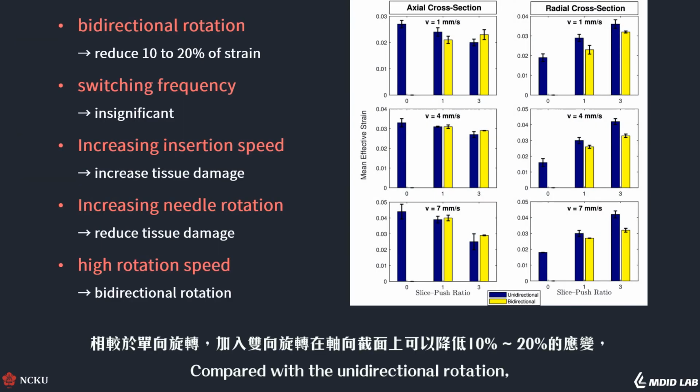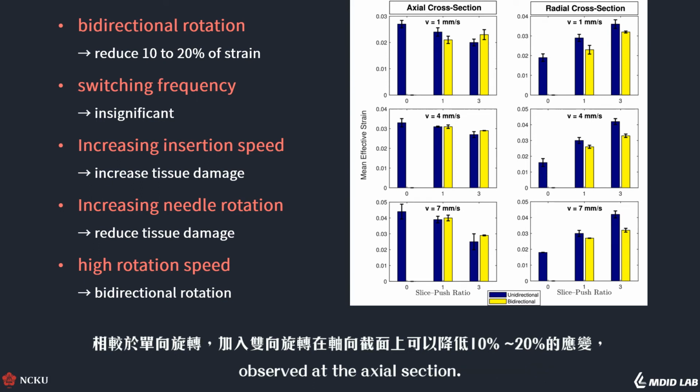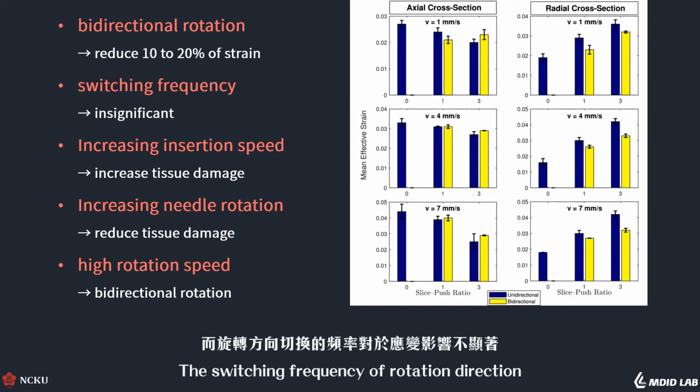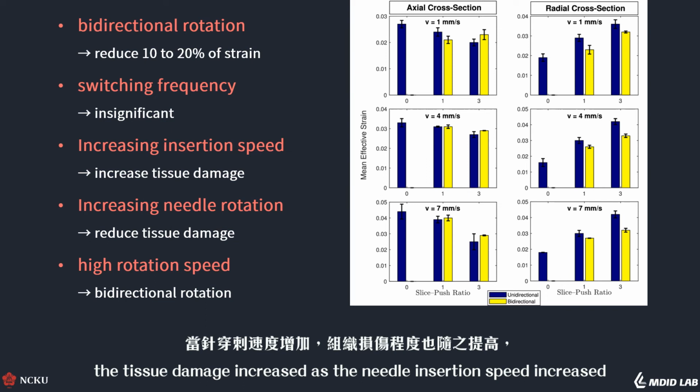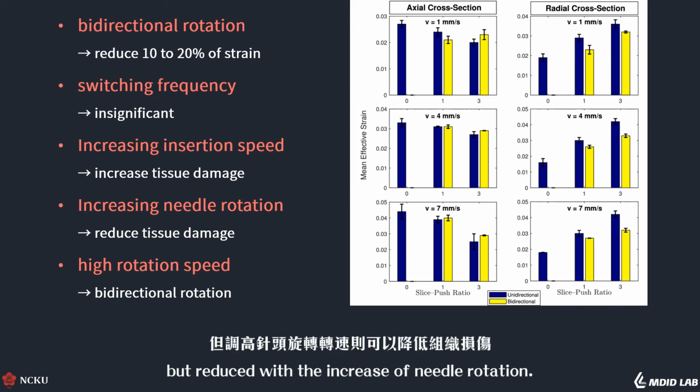Compared with the unidirectional rotation, applying bidirectional rotation reduced 10 to 20% of strain observed at the axial section. The switching frequency of rotation direction was an insignificant factor to the strain. Besides, the effective strain at the axial cross-section also revealed that the tissue damage increased as the needle insertion speed increased but reduced with the increase of needle rotation.